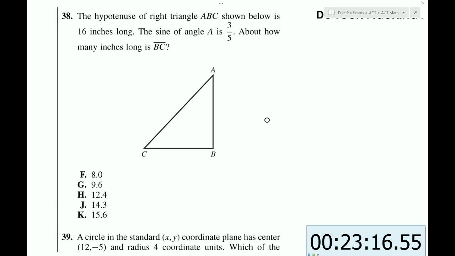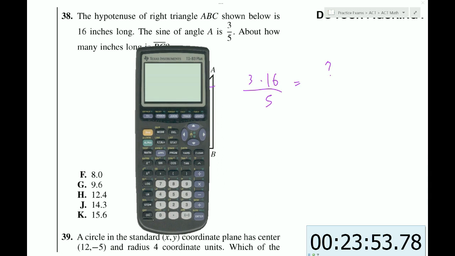The hypotenuse of right triangle ABC shown below is 16. The sine of angle A is 3/5. So opposite over hypotenuse. What's BC? Alright, so we can set up that proportion. So 16 is to 5x as something we don't know is to 3x. So now we can move the 3x over to here. Okay. And then the x's will cancel. And then we just have to calculate that. So 3 times 16 divided by 5.